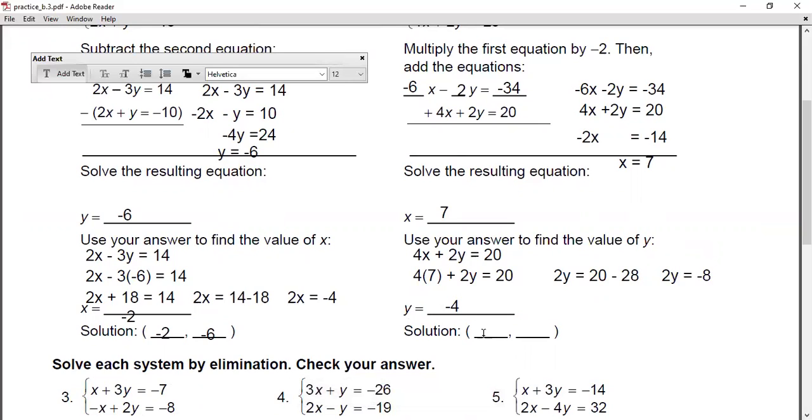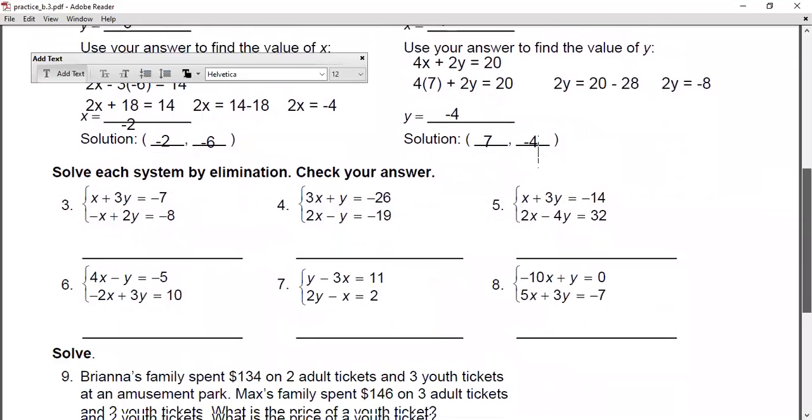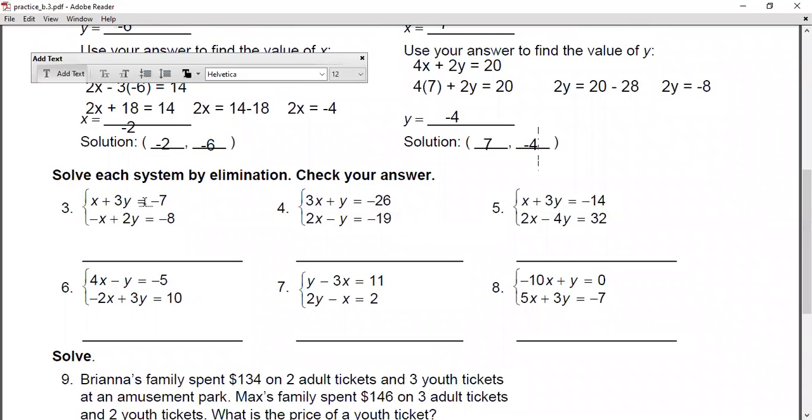So your solution has to be 7. Always write the value of 7. Don't get confused in that. And the next one is going to be negative 4. So your answer has to be 7 and negative 4. So this is how you need to solve. Okay, so moving on to question number 3.